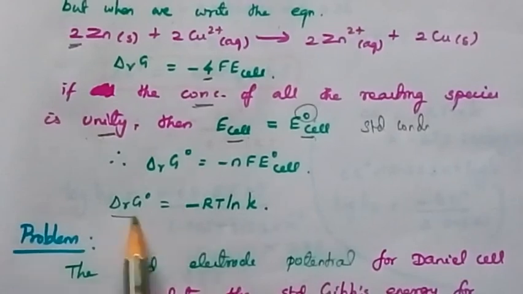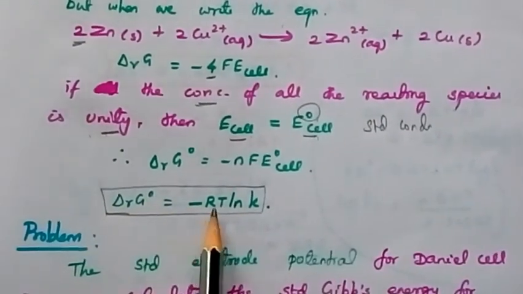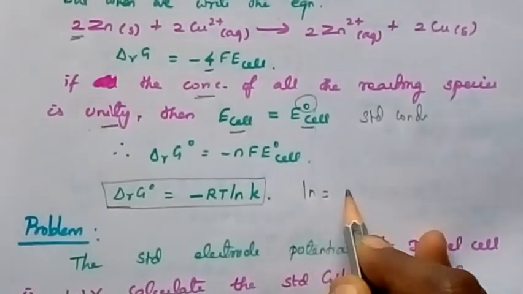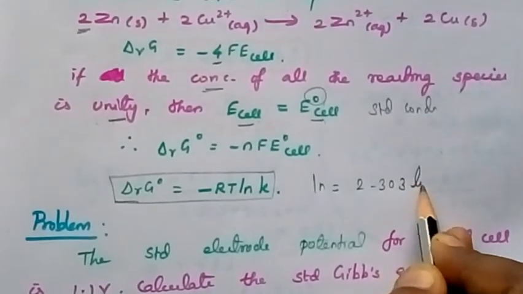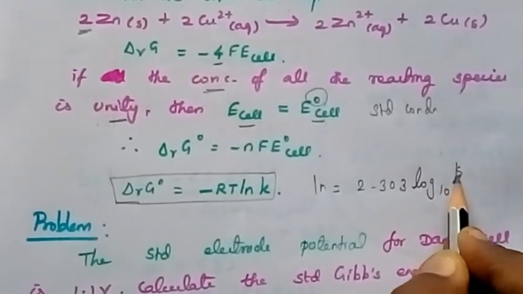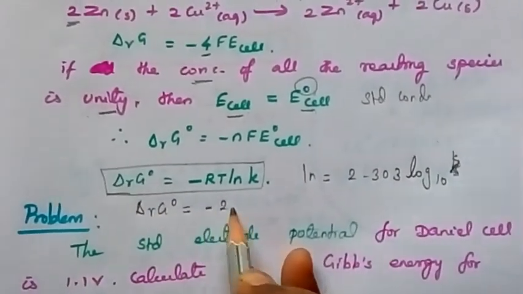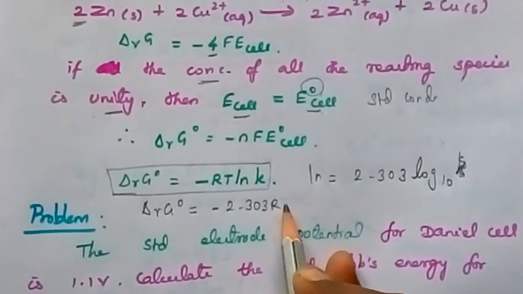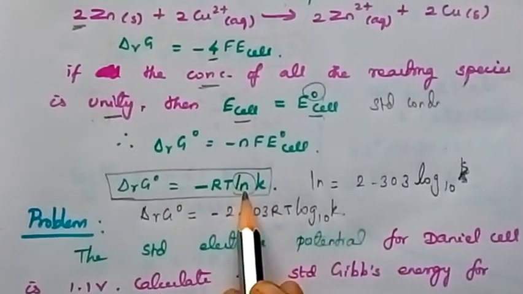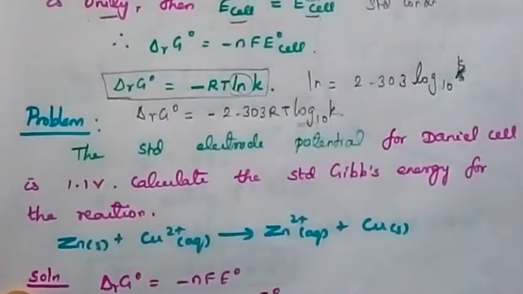We know from the Van 't Hoff equation in chemical equilibrium that delta G naught is equal to minus RT ln K. We know that ln is equal to 2.303 log to the base 10. So delta R G naught can be written as minus 2.303 RT log to the base 10 K. So instead of writing ln, we are writing in terms of log. So let's see a problem relating to this.